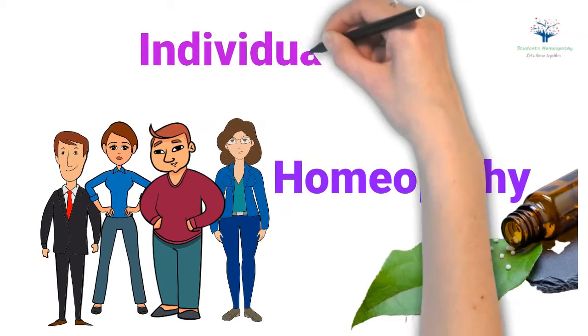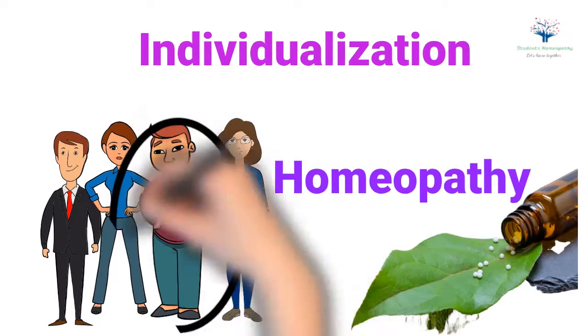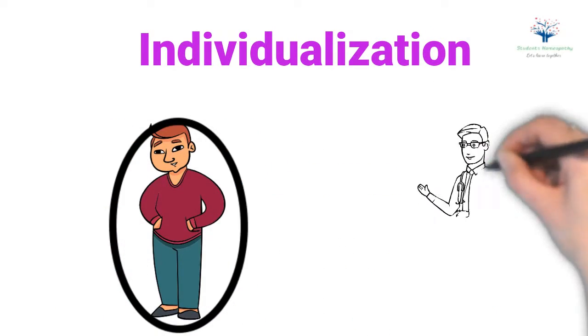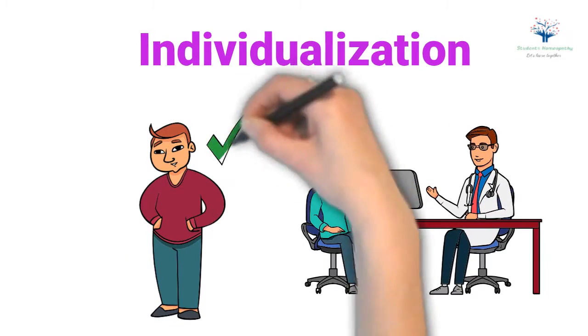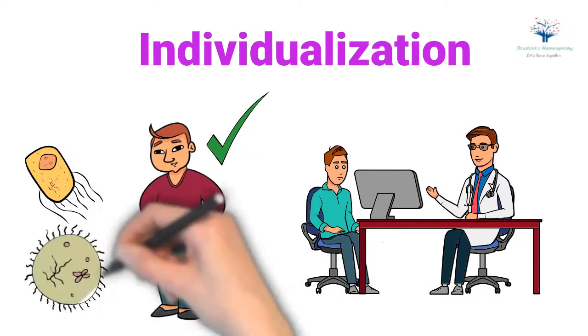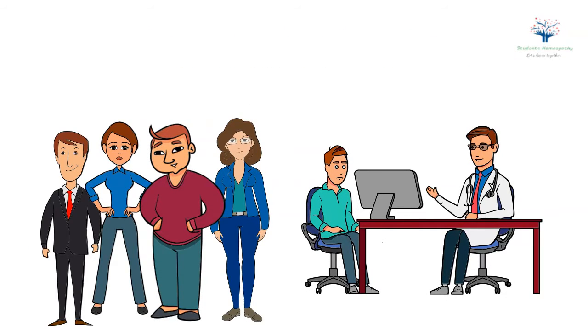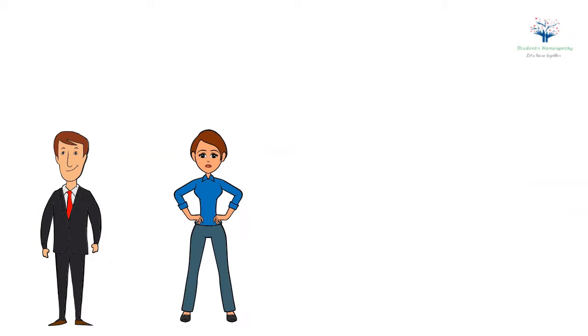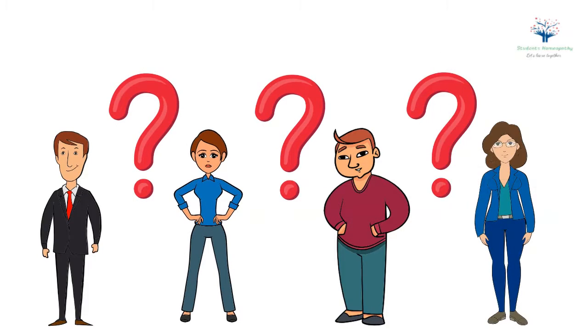Individualization is one of the important features of homeopathy. Homeopaths believe that each human being is different and unique. Homeopathy treats the patient, not the disease. So, there is no universal thumb rule that applies to all the patients. Homeopaths need to differentiate their patients for a successful prescription. So then, how to differentiate?